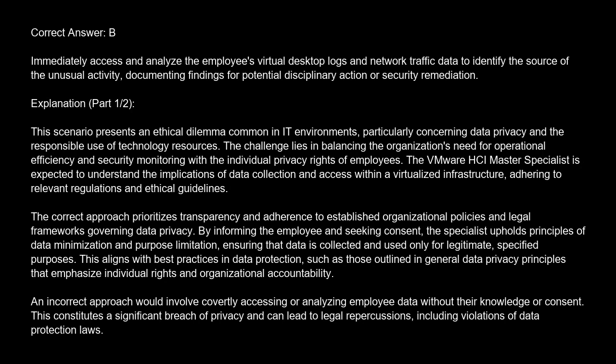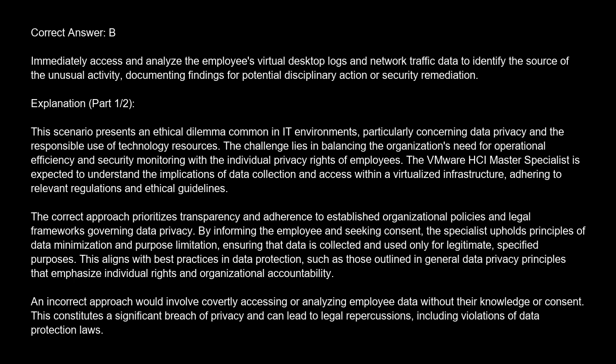The correct answer is B. Immediately access and analyze the employee's virtual desktop logs and network traffic data to identify the source of the unusual activity, documenting findings for potential disciplinary action or security remediation.